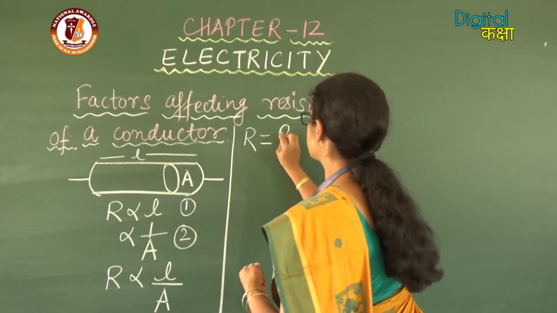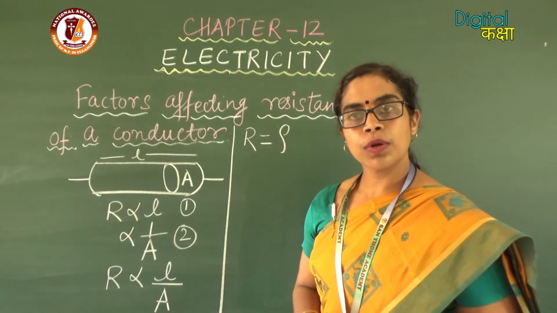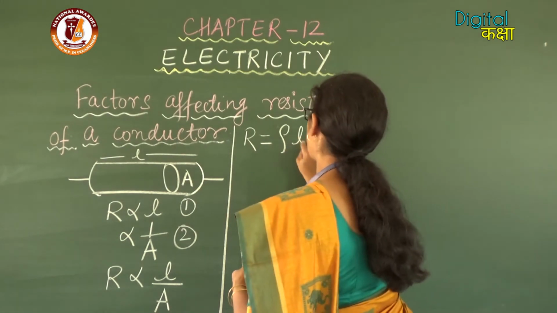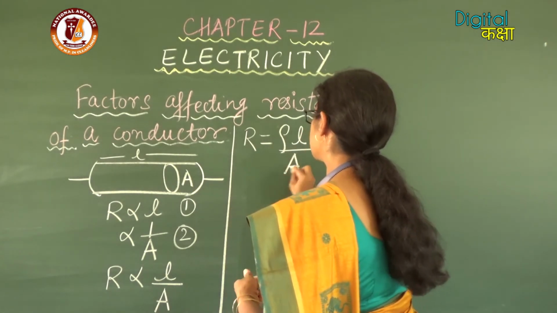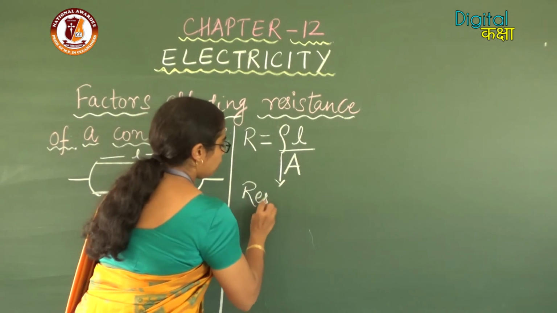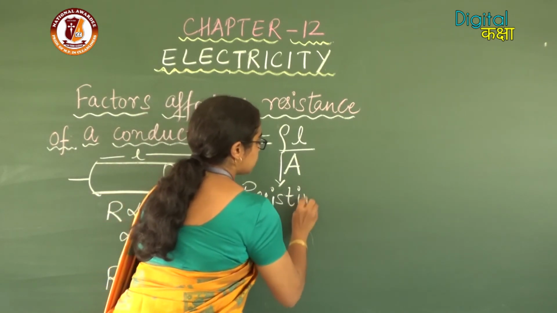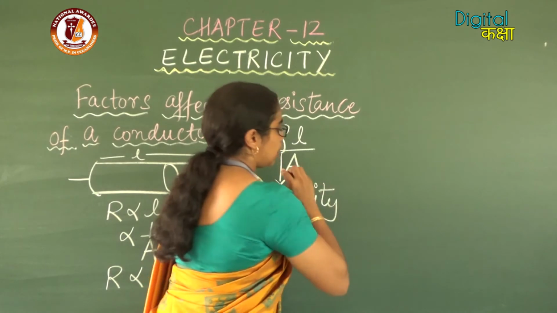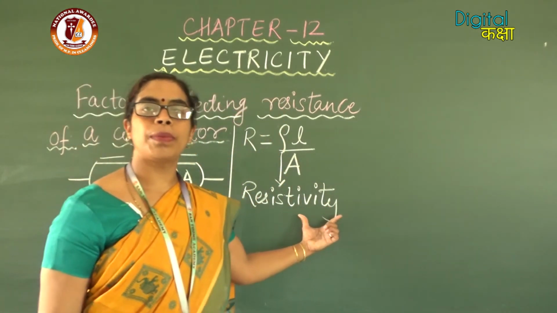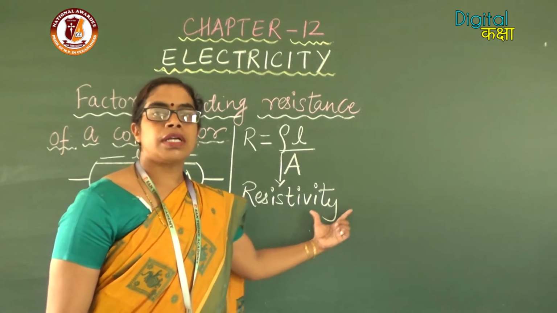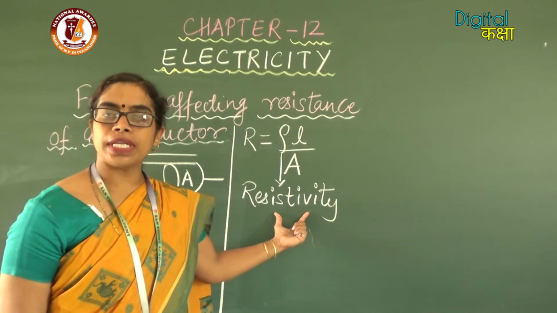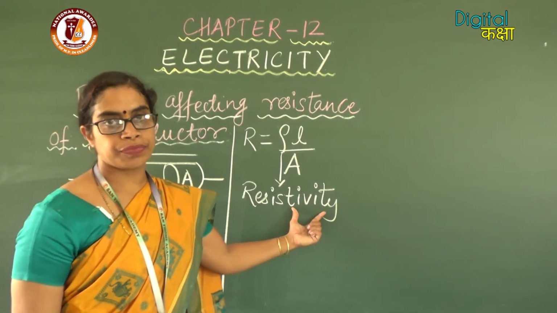The constant which is obtained here, that constant is denoted by the letter rho and is called the resistivity. This resistivity is a material property. For different conducting materials, the value of the resistivity is different.